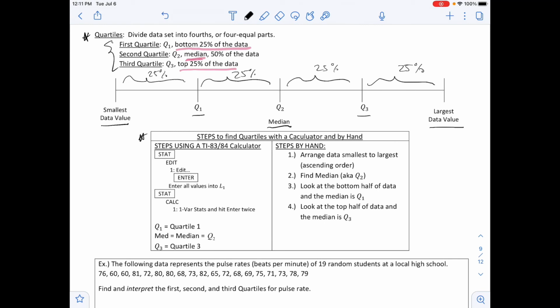Right below this is how to find these values by using a TI-83/84 calculator. Right next to that is how to do it by hand, which you can look at on your own. But since we always use a graphing calculator, we are going to focus on using the graphing calculator for this. The first thing to do is hit Stat, Edit, and enter all the values into L1. Then we go to Stat, Calc, 1-Var Stats, and hit Enter twice. This is also where we found our mean, and likewise our median and our standard deviation. We also will notice that we are given Q1, which is quartile 1, and Q3, which is quartile 3.